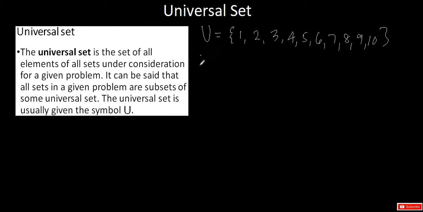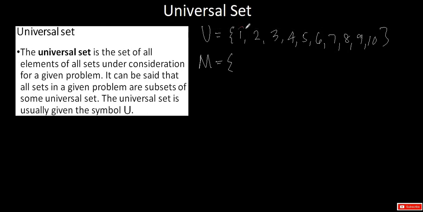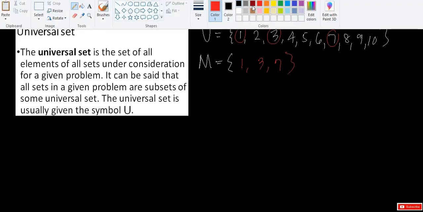So for example, we have set M, the set of mathematics teachers in Maasin City National High School. And suppose the mathematics teachers are teacher number 1, number 3, and number 7. So the elements, therefore, of set M are 1, 3, and 7. And suppose we form another smaller set.